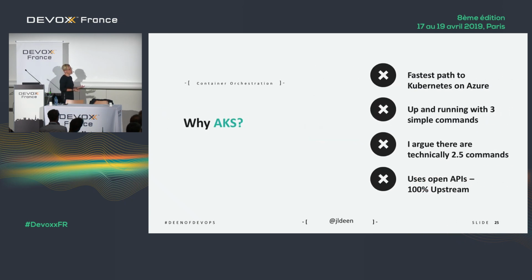Now, you might be wondering why AKS. First off, it's the fastest path to Kubernetes on Azure.